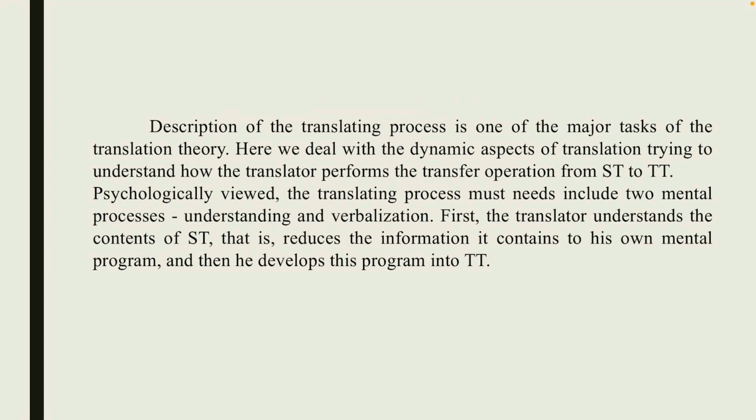Description of the translating process is one of the major tasks of the translation theory. Here we deal with the dynamic aspects of translation, trying to understand how the translator performs the transfer operation from source text to target text. Psychologically viewed, the translating process must needs include two mental processes, understanding and verbalization. The translator understands the contents of the source text, reduces the information it contains to his own mental program, and then he develops this program into the target text.